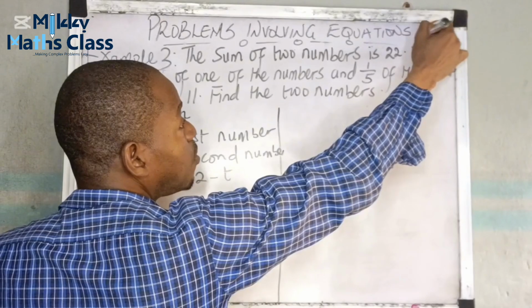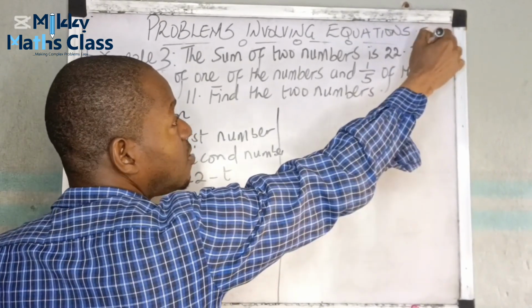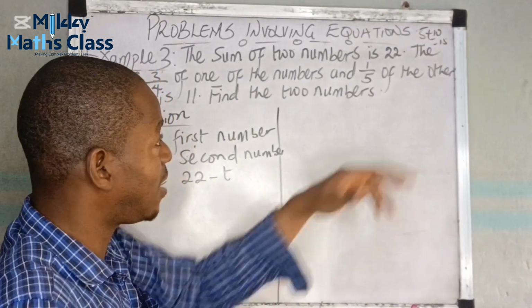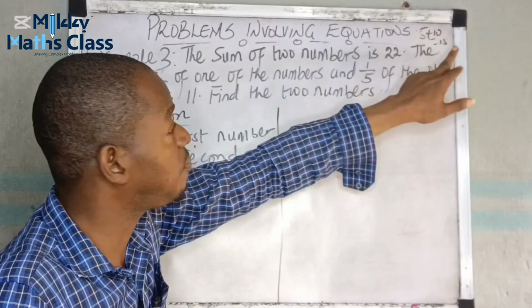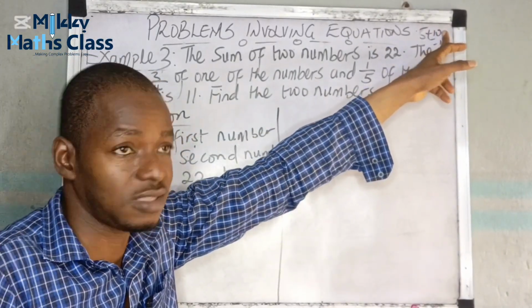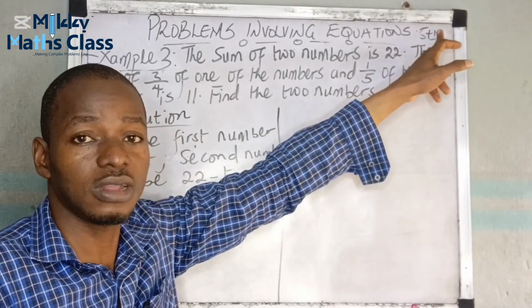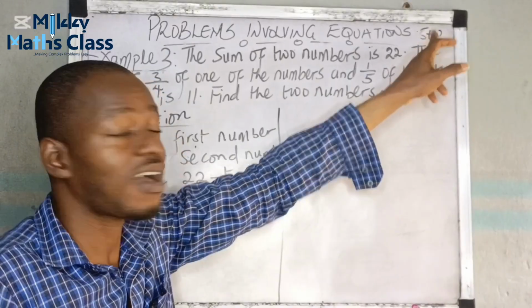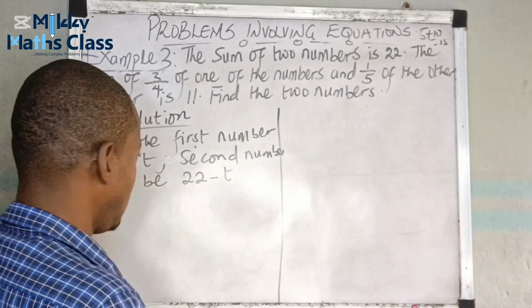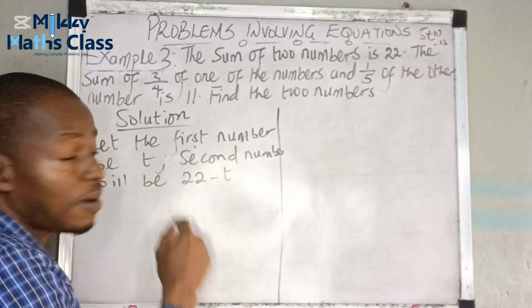If I say 5 plus 10, the two numbers sum to 15. Assuming I don't know this 5, if I want to get it, I will say 15 minus 10 to give me 5. If I don't know the second one, I'll say 15 minus 5, which is 10. So that is how this 22 minus t came about.